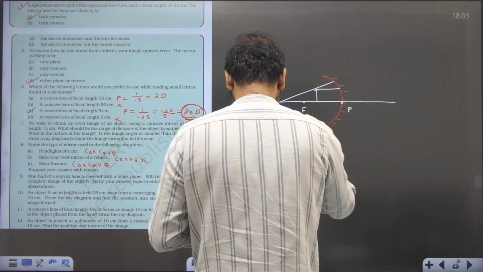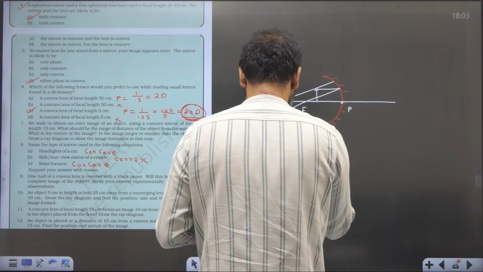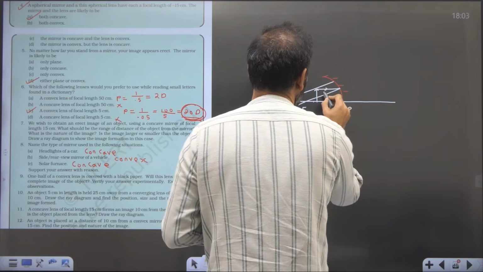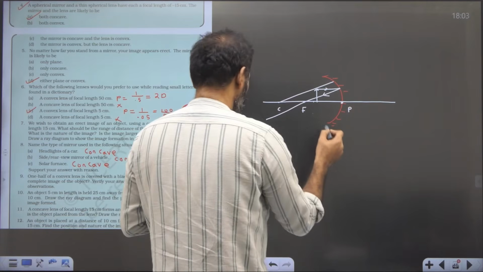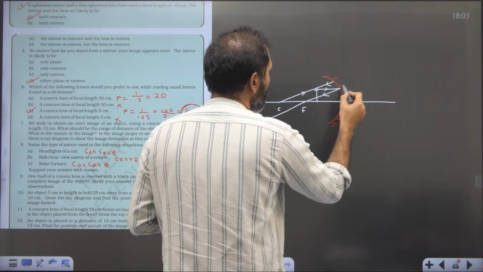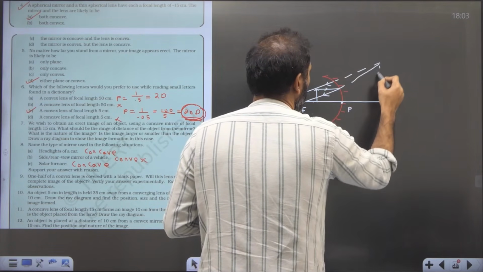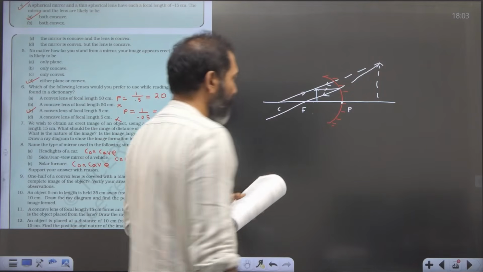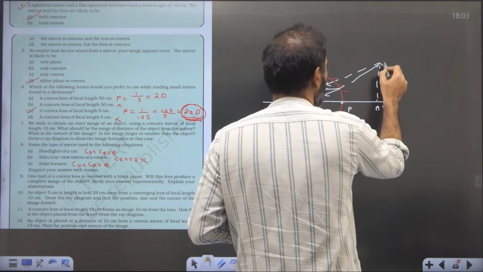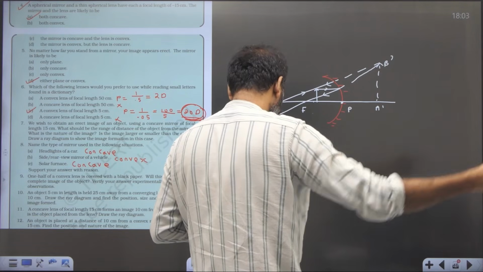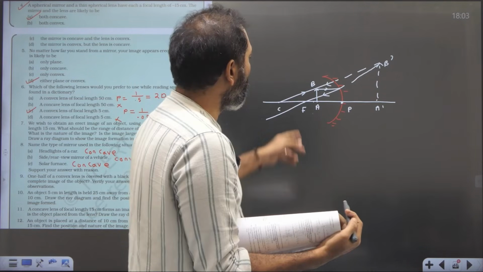The other one is passing through the principal focus. Through the center of curvature, it will get reflected to the same path. It appears to diverge away from a point, and this is the image A dash B dash. The image is behind the mirror. This is the original object AB. So from AB, there are two rays.